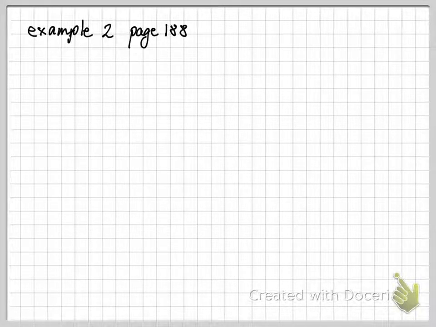Alright, we're going to have a look at example 2 now on page 188. In this they've got a magazine store and they've recorded the number of magazines purchased by customers in 1 week. 23% purchased 1 magazine, 35% purchased 2, 21% purchased 3, 13% purchased 4 and 5% purchased 5. So we're going to let X be the number of magazines sold to a randomly selected customer.